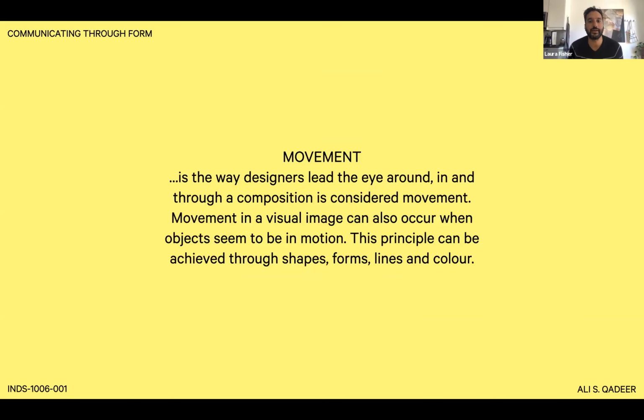Movement is the way designers lead the eye around in and through a composition. Movement in a visual image can also occur when objects seem to be in motion. This principle can be achieved through shapes, forms, lines, and color.